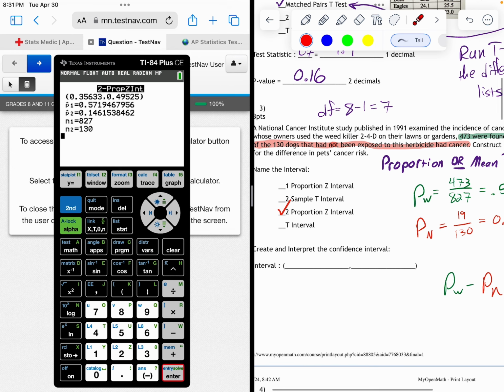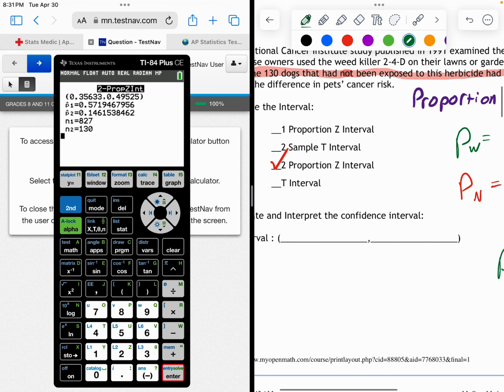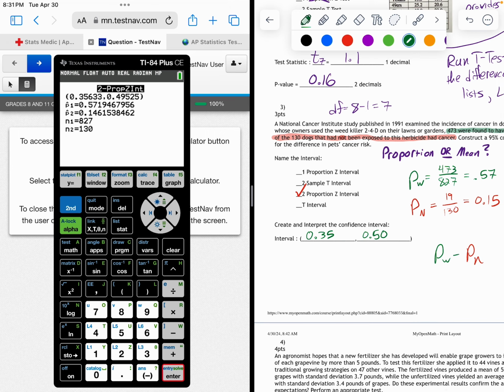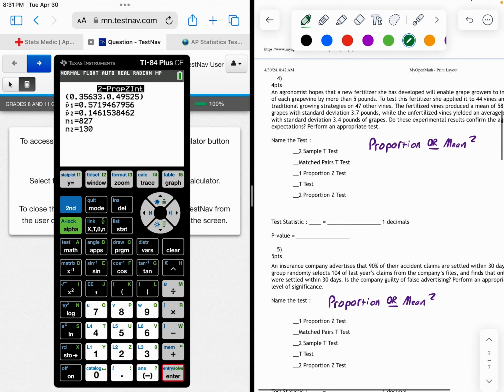So we are 95% confident that the difference in the rate is between 35% and 49%. Oh, that would actually round to 50. I don't know how many decimals you need, so good luck with that, but there you go. Number 4.